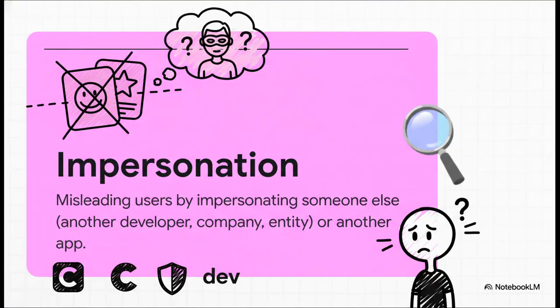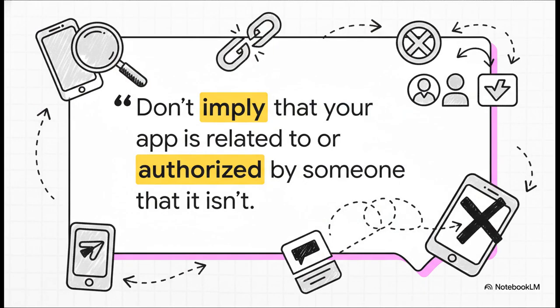Let's break down exactly what the impersonation policy says. Okay, so at its core, the policy is actually pretty simple. Don't mislead users by pretending your app is something it's not. That means you can't pose as another developer, you can't pretend to be some big, well-known company or government entity, or even just another popular app. And this, right here, this is the golden rule.